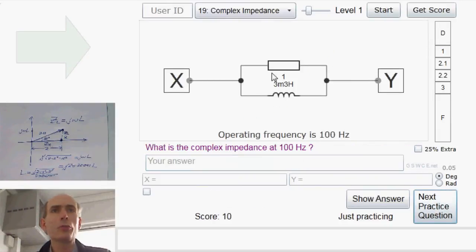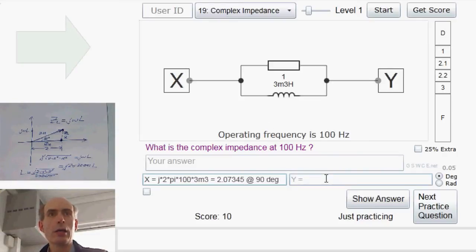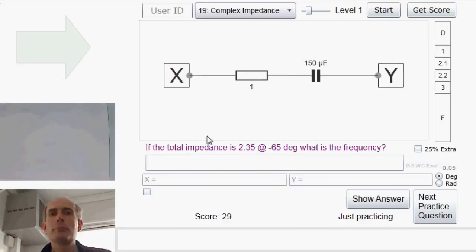Complex impedance of this, we've done these before. That would just be a case of taking J times 2 times pi times 100 hertz times 3 henries and putting 1 here, and then it's just x times y divided by x plus y, and that's okay.